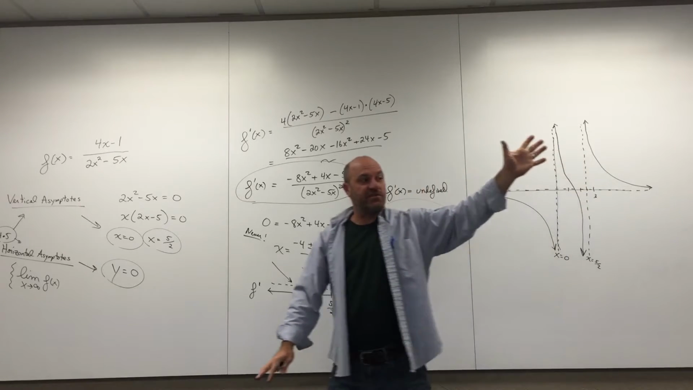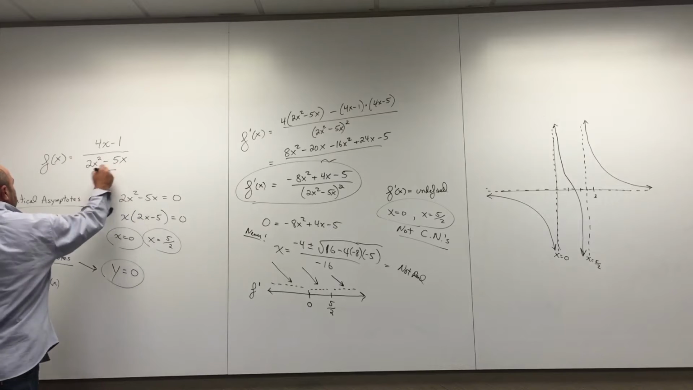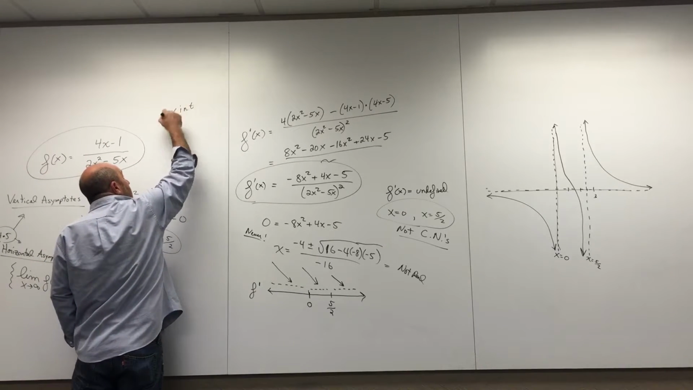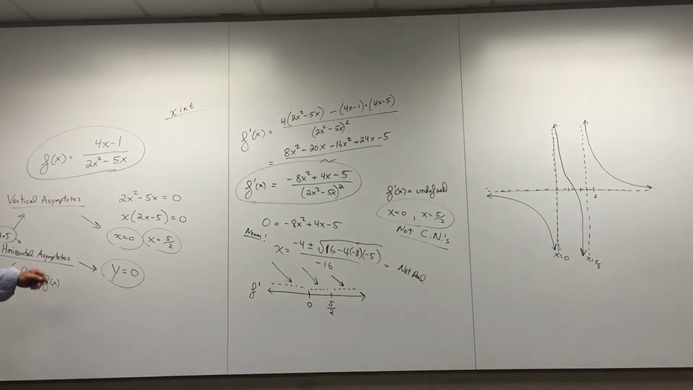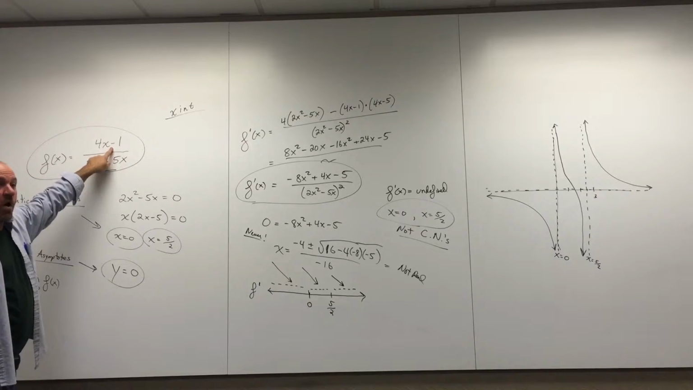Let's go back to the original function a second. Can you tell me the x-intercept of the original function? The x-intercept is when it equals 0. A function equals 0 when the numerator equals 0. When does that numerator equal 0? X equals 1/4. You see that?